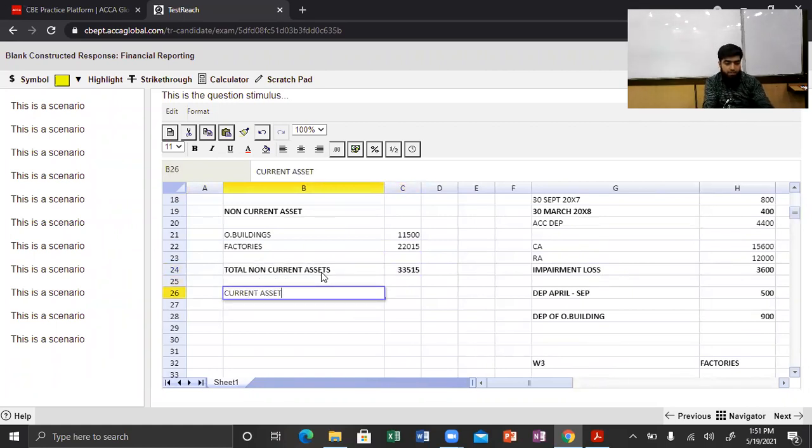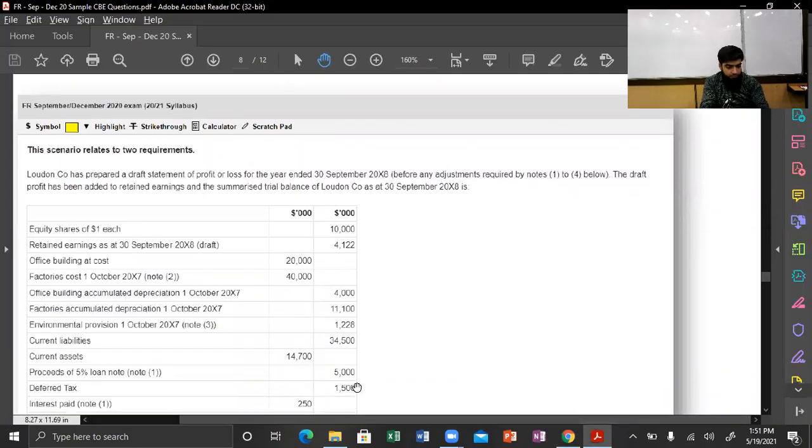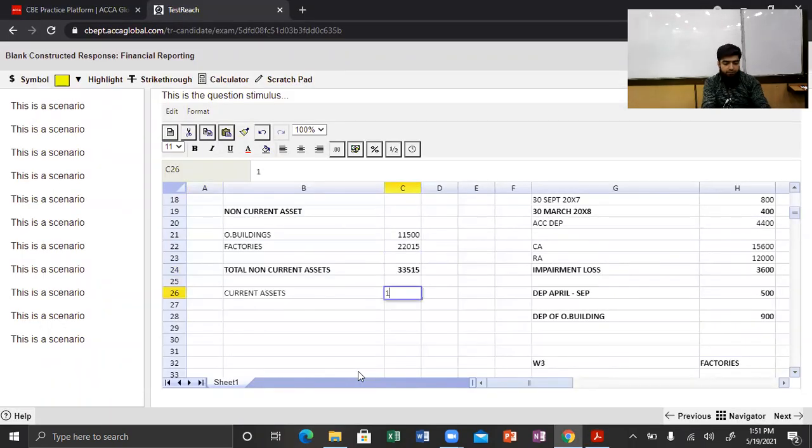Is there any current assets given in the question? Yes, sir. It is directly given, that is 14,700. That is the total current assets already given in the question. So the total assets would be 48215.